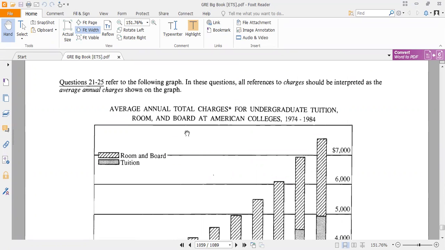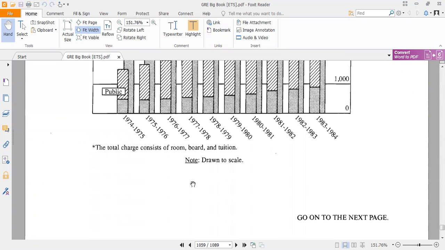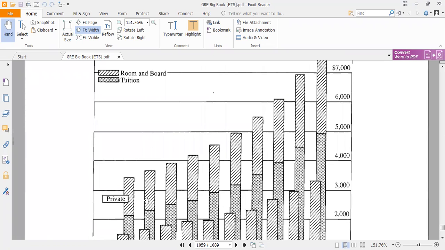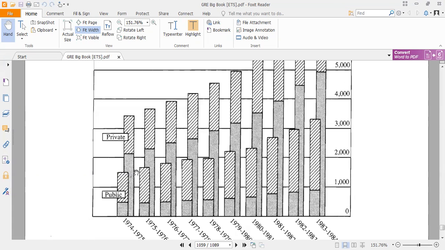And here is a star mark. What does it mean? The total charges consist of room, board and tuition. Now, in each of the bars, we have two segments. One segment is for room and board. So the cost of room and board is calculated combined, and tuition fees are calculated separately.